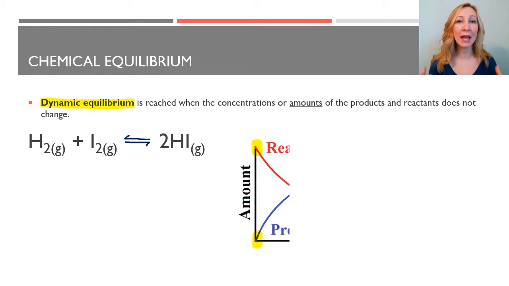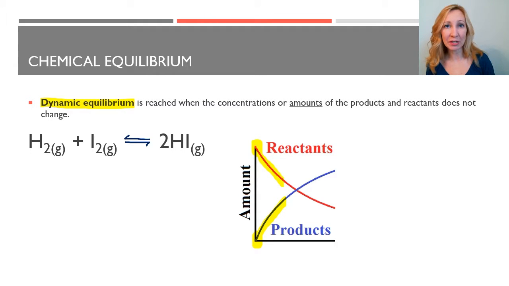And as the reaction continues, the number of hydrogen and iodine molecules decreases and the number of products, or the number of hydrogen iodide molecules, increases.